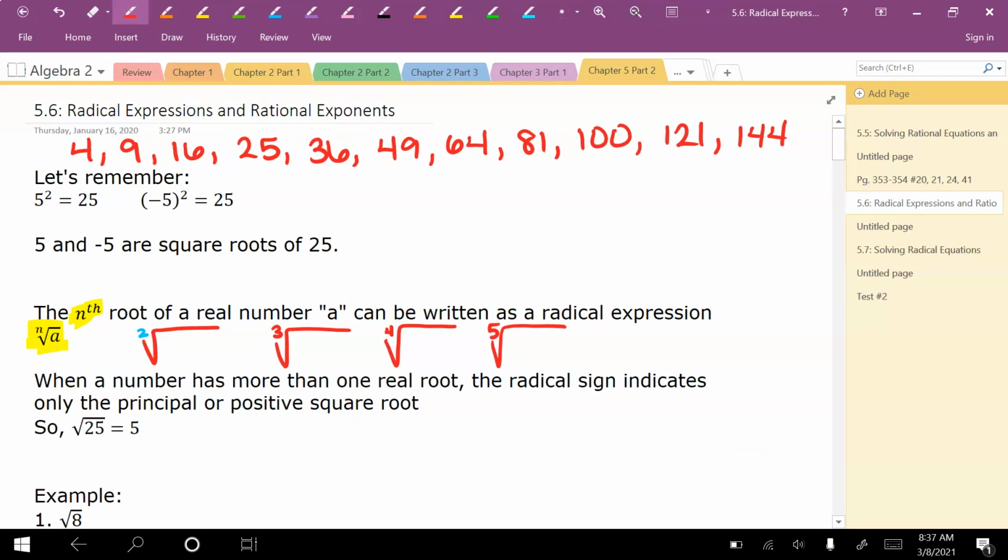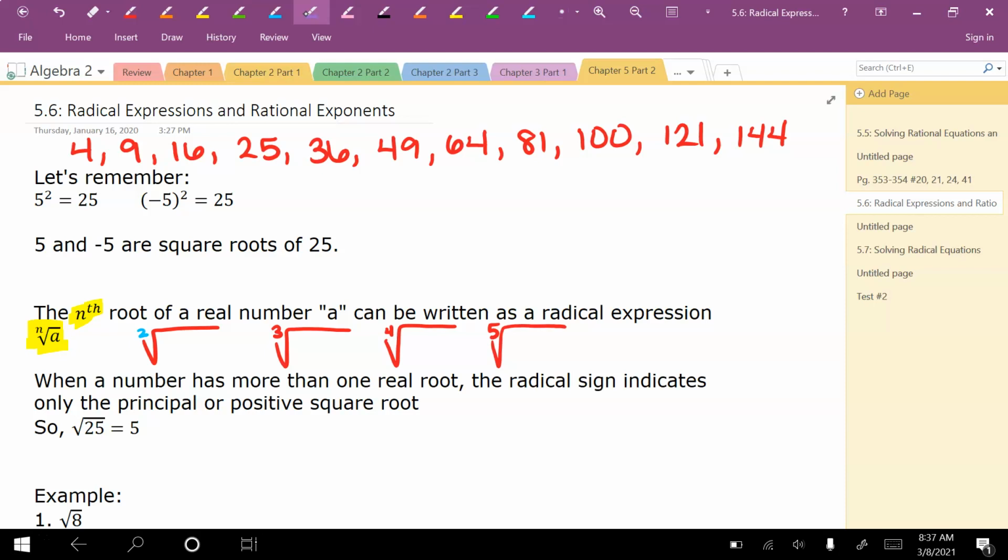So when a number has more than one root, the radical sign indicates only the principal, or the positive, square root, like we talked about. If I square root 25, I think 5. I don't always think positive and -5. So for these ones today, I'm not expecting you guys to be putting plus-minus signs in front of all of your answers. We're going to focus on the principal root.